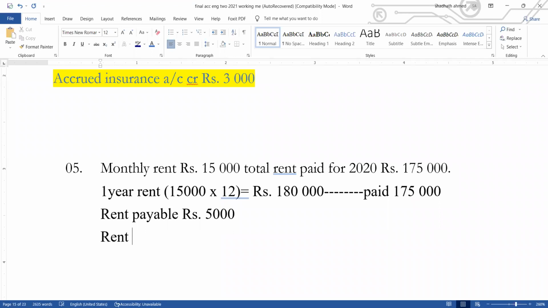So rent account debit 5,000. Accrued rent account or else rent payable account, no problem. Credit 5,000. I hope you understand. Rent account debit, accrued rent account credit. Any doubts, please ask. Good. Already some people.